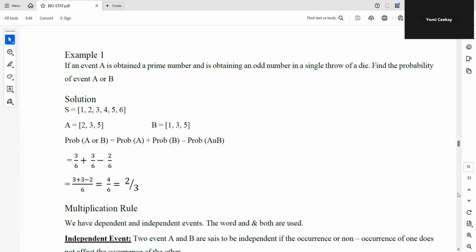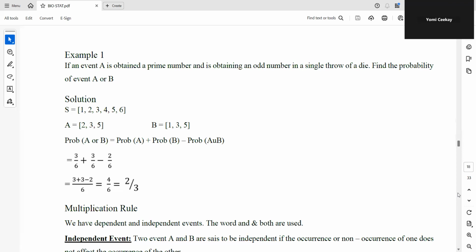Find the probability of A or B. What is our sample space for the die? It is 1 to 6: 1, 2, 3, 4, 5, 6. Then, what is the probability of A occurring, which is a prime number?